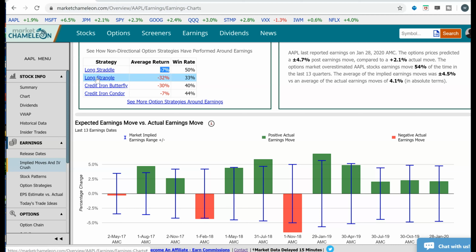This is the long strangle. That's a 33% win rate versus negative 32% average return. Here's the credit iron butterfly, credit iron condor. So the reverse of these would have been profitable. And now you could just compare how the option strategies did historically, and how the average actual move compared to the implied move over a longer period of observations.